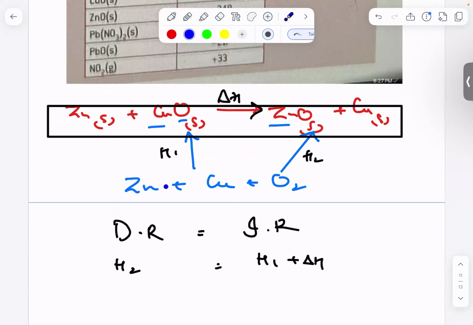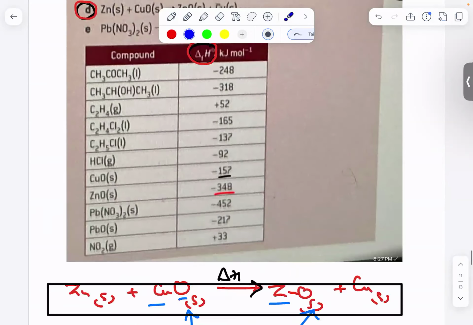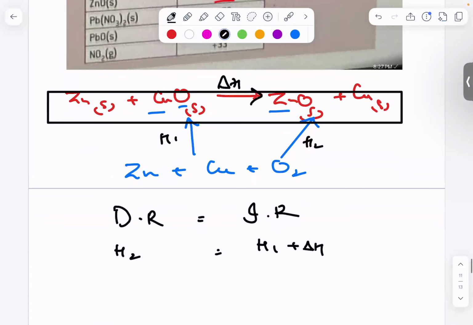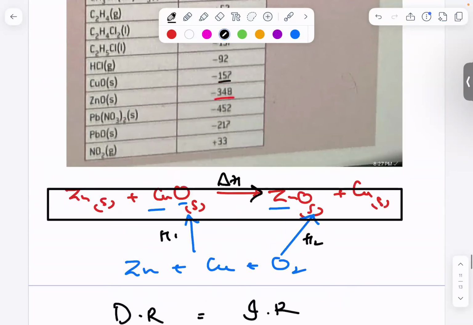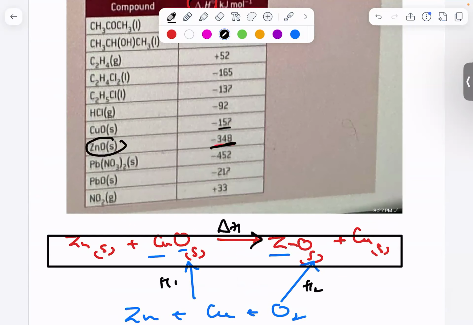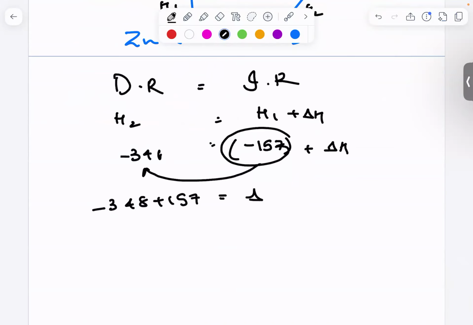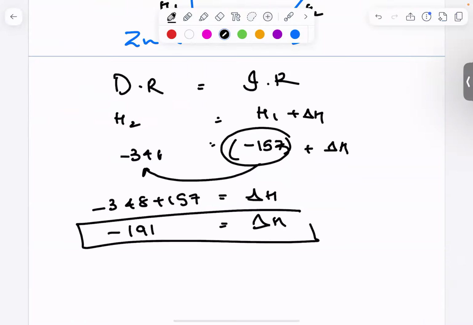Now H1 is what? Copper oxide. So what is the formation of copper oxide? Minus 157. So I will write minus 157 here. What is delta H? Not known. What is H2? Zinc oxide. Let's see, where is zinc oxide? Minus 348. So I will write minus 348. Take this to the side, it would become minus 348 plus 157 is equal to delta H, and delta H is minus 191 kilojoule per mole. So this is the answer.